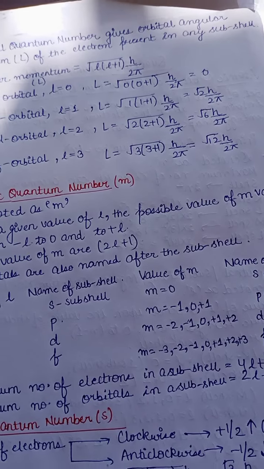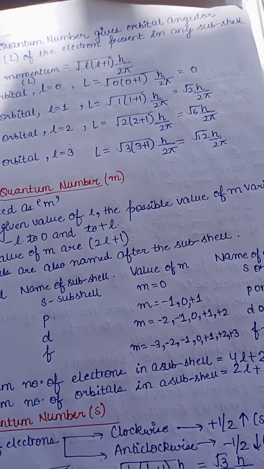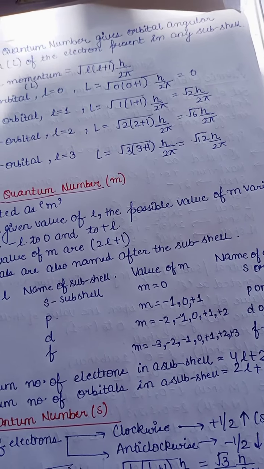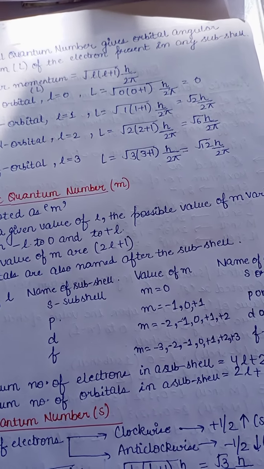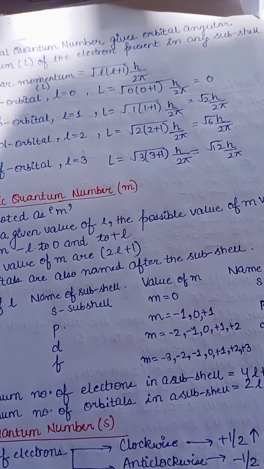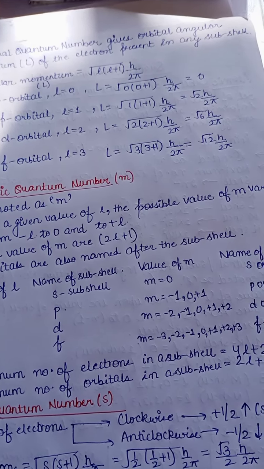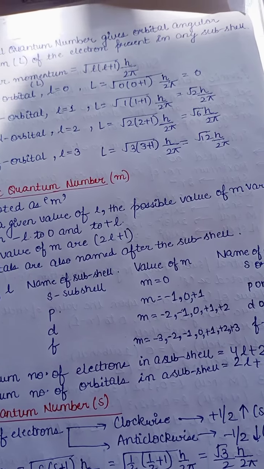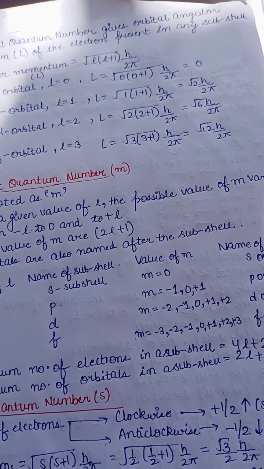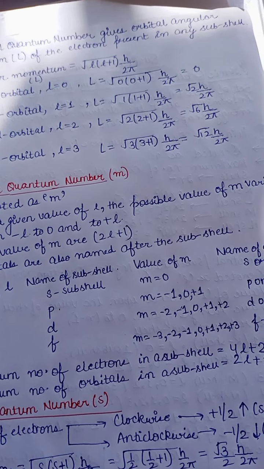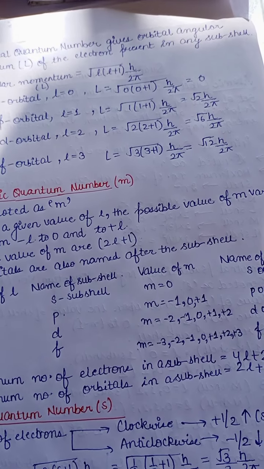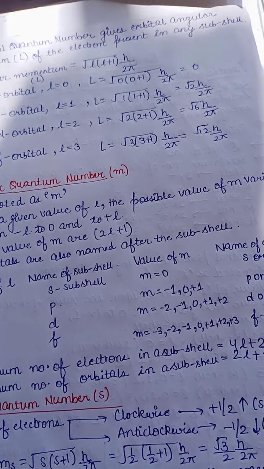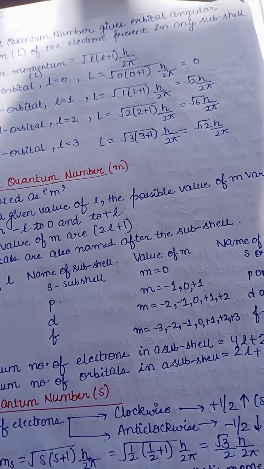If the value of l is 1, the subshell is p and the value of m ranges from minus 1, 0, plus 1, so the orbital would be the p orbital. If the value of l is 2, the subshell is d and the value of m will vary from minus 2, minus 1, 0, plus 1, plus 2. If the value of l is 3, we have the f subshell and the value of m will vary from minus 3, minus 2, minus 1, 0, then plus 1, plus 2, plus 3.